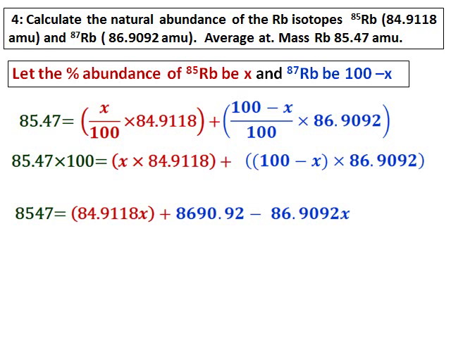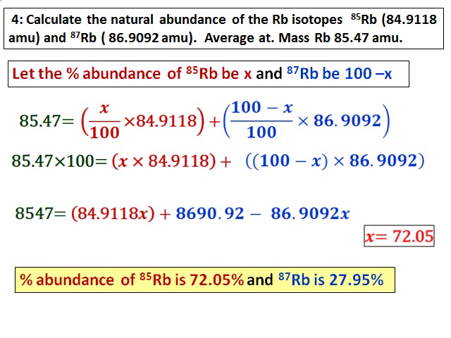I'm telling these things because these are the major mistakes people generally make. So practice one or two questions like this, and when you calculate the value of X, I get X as 72.05, that is the percentage abundance of one of the rubidium isotopes. The other isotope can be calculated as 100 minus X, and that comes as 27.95.